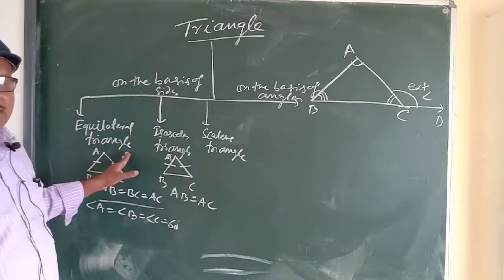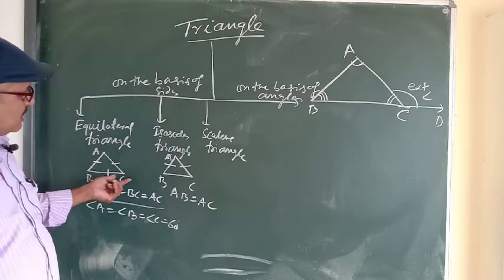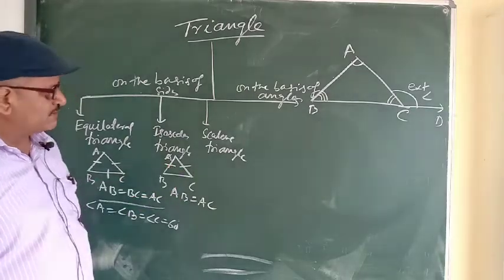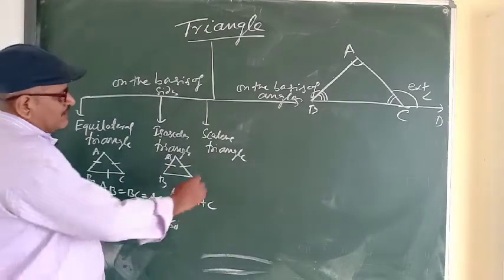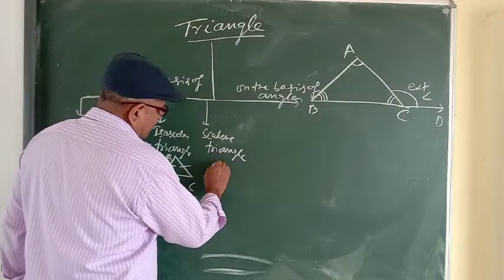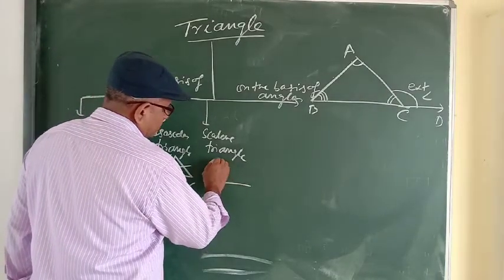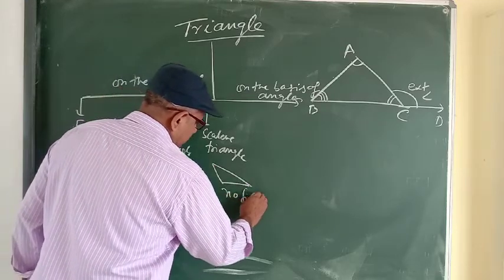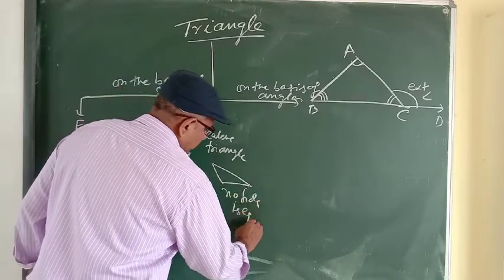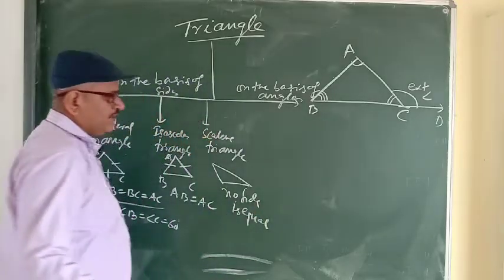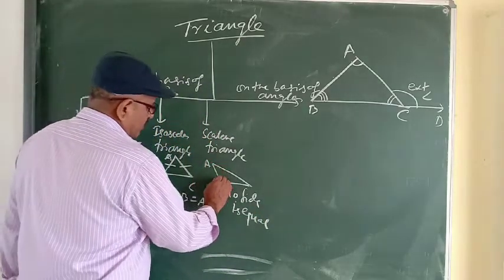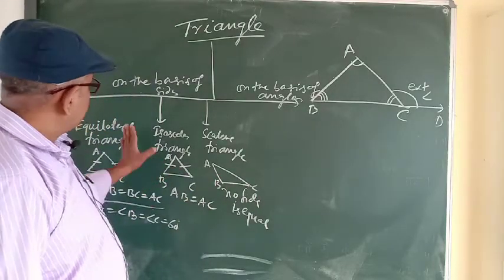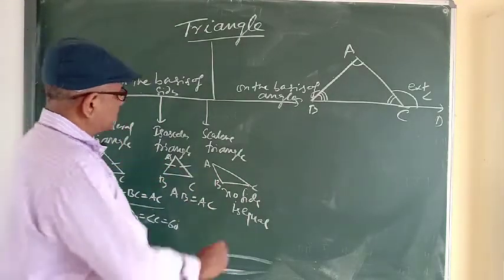So in an equilateral triangle, all the 3 sides are equal. In an isosceles triangle, any 2 sides will be equal. But in a scalene triangle, no side is equal, which means all the 3 sides are different. So there are 3 types of triangle on the basis of sides.